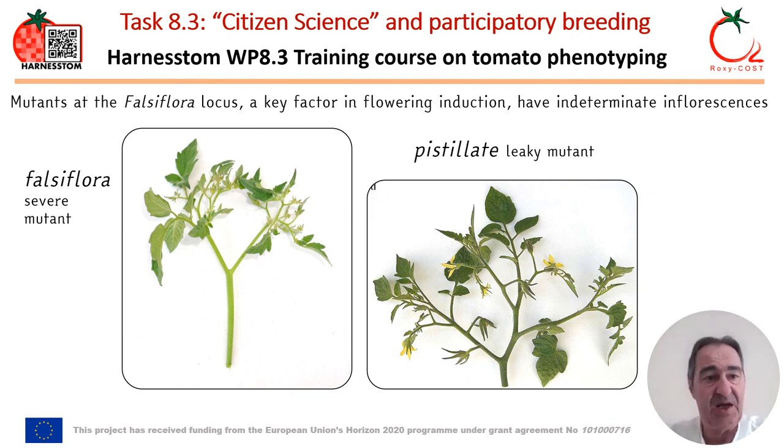This gene, that in other species is called leafy, and the name comes from the mutant phenotype, is an essential regulator of the floral transition, and severe mutations like falsiflora, on the left in the slide, show very indeterminate inflorescences, incapable of developing a flower. Weaker mutations of falsiflora exist, like pistillate on the right. In this case, the flowers can differentiate, although the structure of the inflorescence is still very indeterminate.